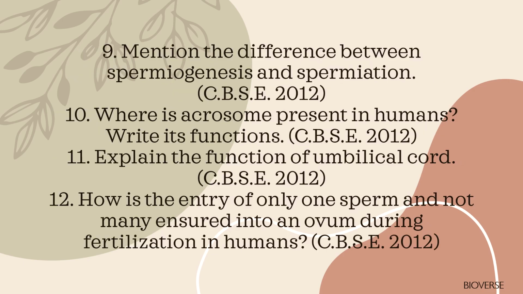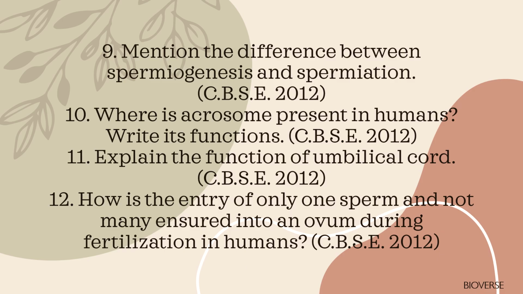Question 9. Mention the difference between spermiogenesis and spermiation. Answer. Spermiogenesis is the process by which spermatids transform into mature sperms. Spermiation is the process by which mature sperms are released from the Sertoli cells into the lumen of seminiferous tubules.